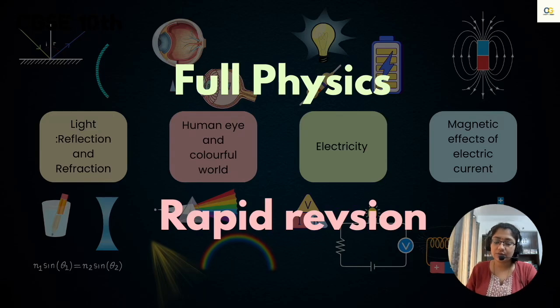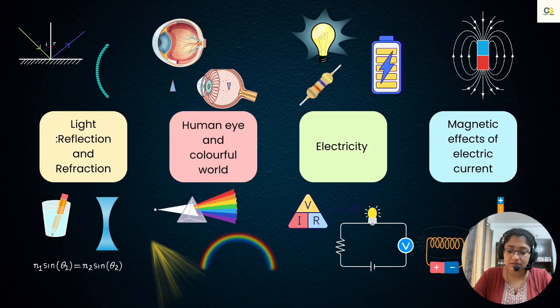Hello everyone, today we will be doing the full physics revision where we will complete all physics chapters of class 10th CBSE, which will be coming for your boards, which will be light, reflection and refraction, human eye and the colorful world, electricity and magnetic effects of electric current.